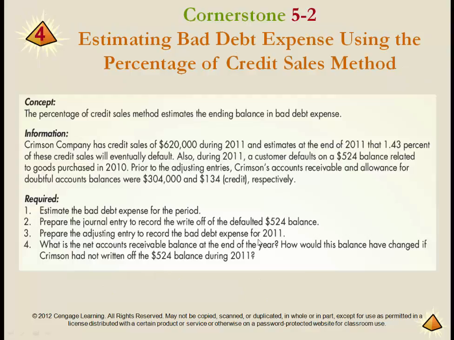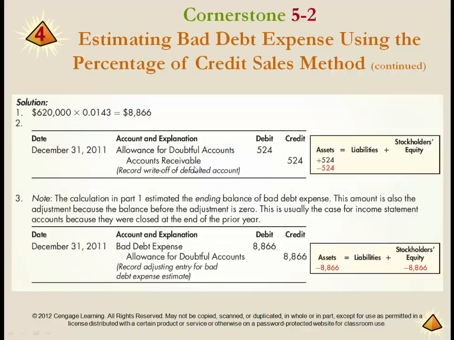And here's a little example of that, with slightly different numbers. I'm not going to spend a lot of time here, let me just cover a couple of things. $620,000 and 1.43%. Let's go to the next slide. Same again, like I did before. You might pause and look at this. But let's take a look. The first thing they did is they had $620,000 times 0.0143. So the expected bad debt expense is $8,866.